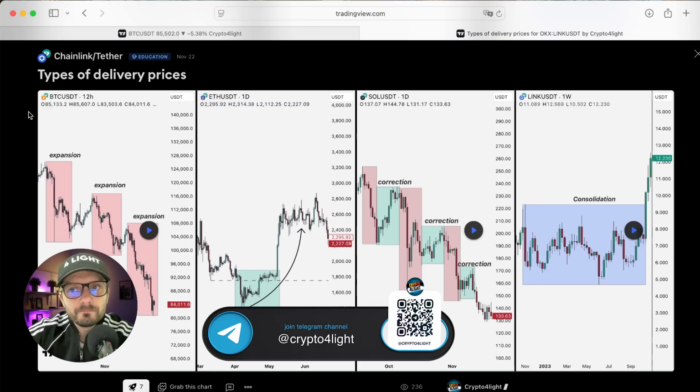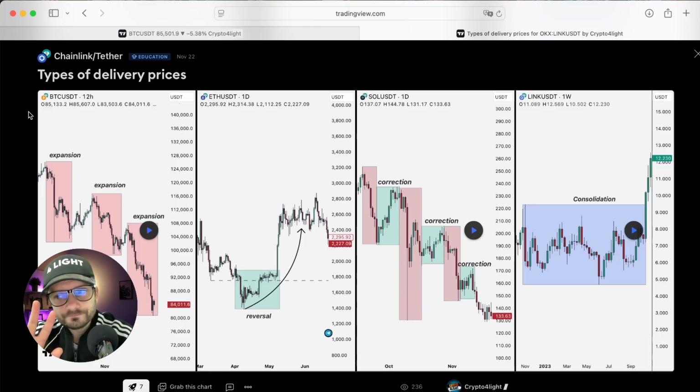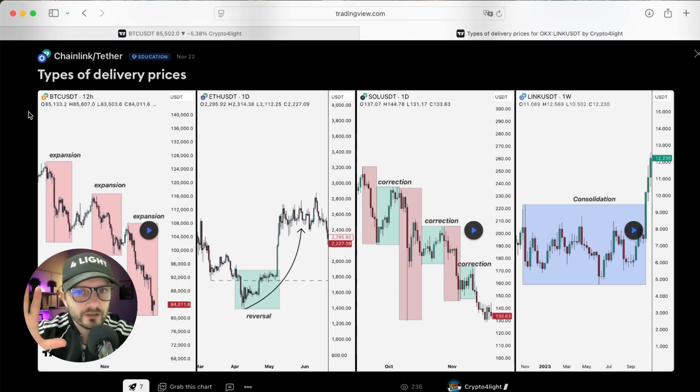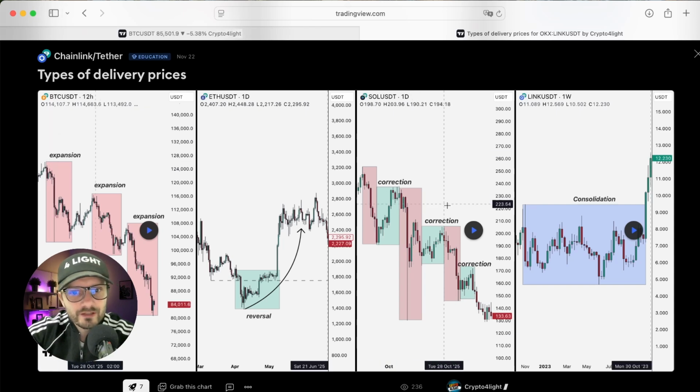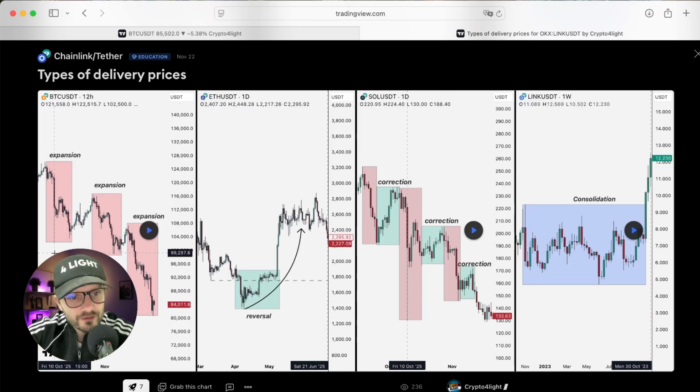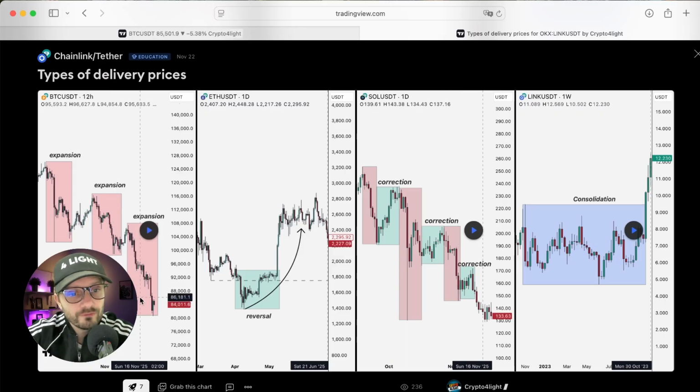So, types of delivery prices. These are the four most popular forms of price action on the charts, which you can see every single day on every single time frame. The first one is expansion. Basically it's like impulse, correction, impulse. Expansion and correction work together. So we got expansion, this is a correction, expansion, correction, impulse, correction, impulse, correction.